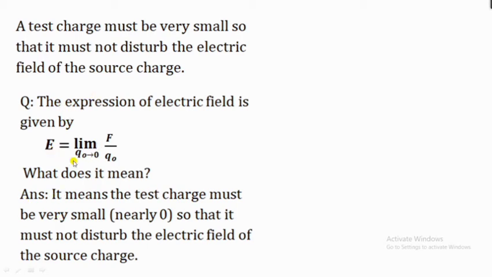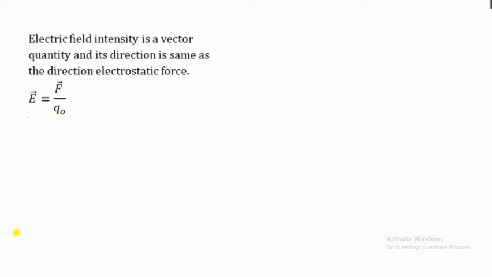So this expression means the test charge should be very small so that it must not disturb the electric field of a source charge. And electric field intensity is a vector quantity and its direction is the same as the direction of force. So this is the vector formula for electric field, with a cap. Force is also a vector, electric field is also a vector. Charge is not a vector, so I am not keeping the cap out here. And the direction of electric field and force is the same.